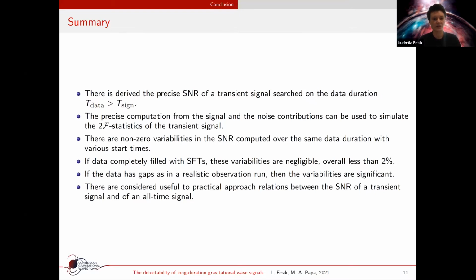Then we found that there are non-zero and pretty large variabilities in the case when the data has gaps, just like in the real observation runs observed by LIGO, for instance.